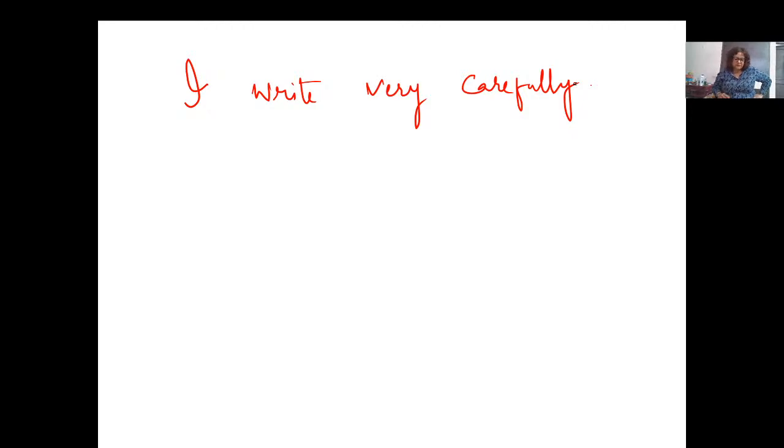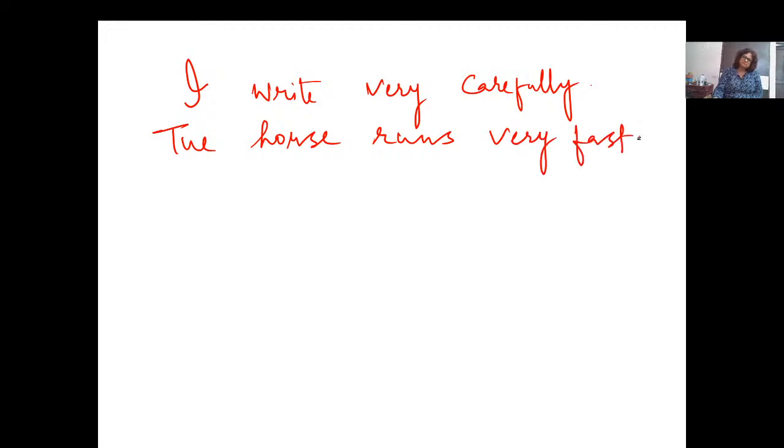I write very carefully. Second sentence: the horse runs very fast. These are two sentences. The words vary.